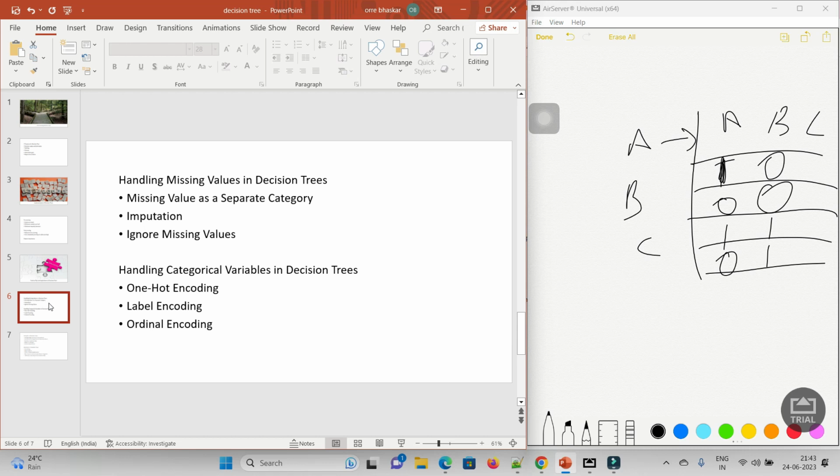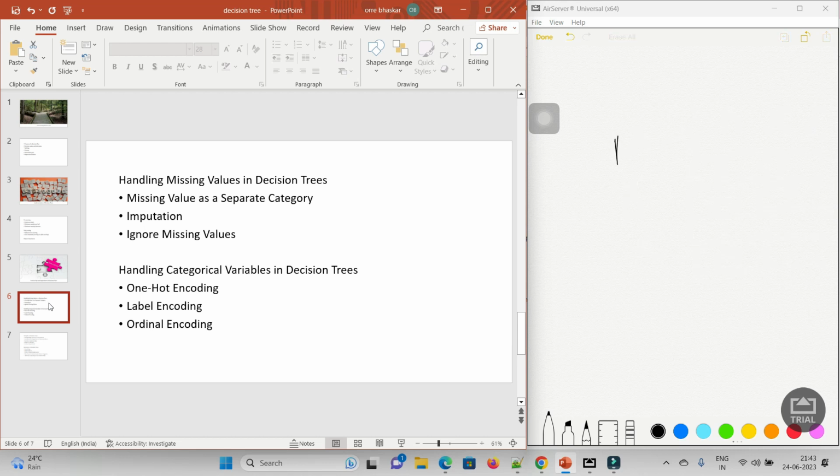Next is label encoding. That means if you have A, B, and C, simply convert them to 1, 2, and 3. Convert the characters into numbers. That's what label encoding does. But here's a catch. Be cautious with this approach. Label encoding may introduce an unintended ordinal relationship. That means, you know, 1, 2, 3: 1 is less than 2, less than 3. The relationship might be captured. So be careful.